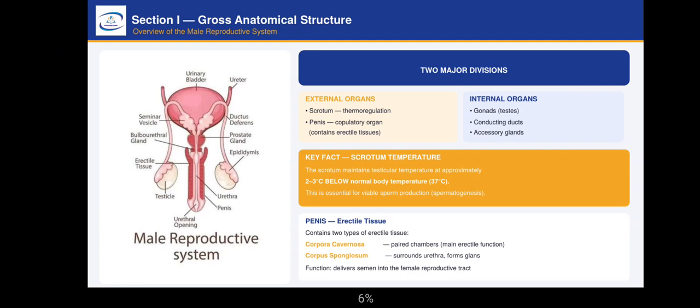Let's begin with the major divisions. On the left side of the screen you can see the diagram of the male reproductive system, and on the right side is the explanation you need. The male reproductive system is divided into 2 parts. You have the external organs, also called external genitalia, and then you have the internal organs, also called the internal genitalia. The external organs consist of just the penis and the scrotum.